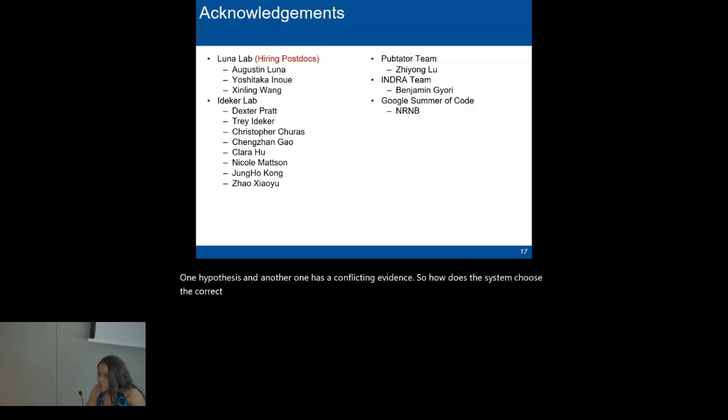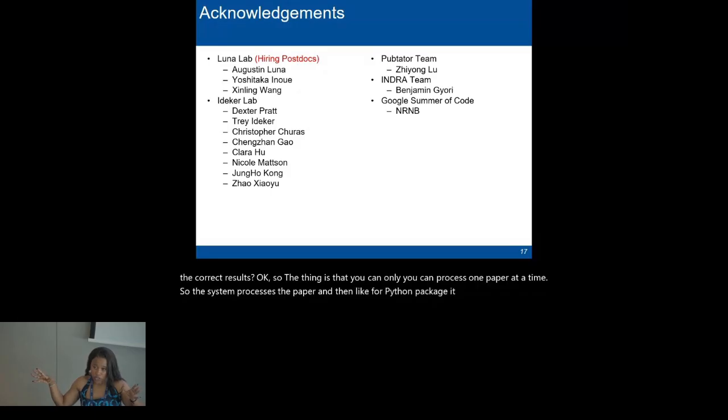Oh, okay. The thing is that you can process one paper at a time. Our Python package supports batch publication, but the system processes one paper before going to another. It does not process them at the same time.